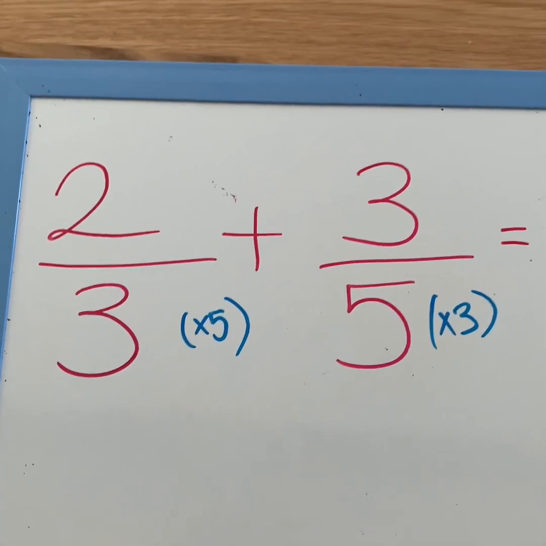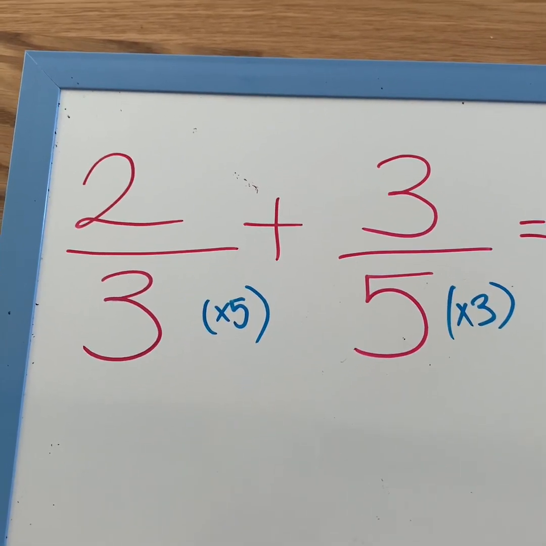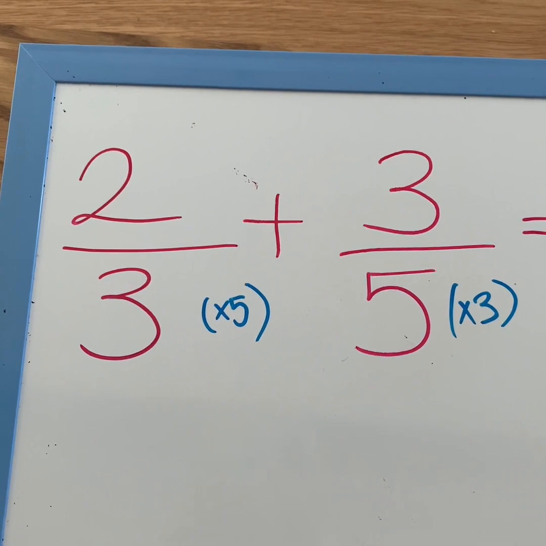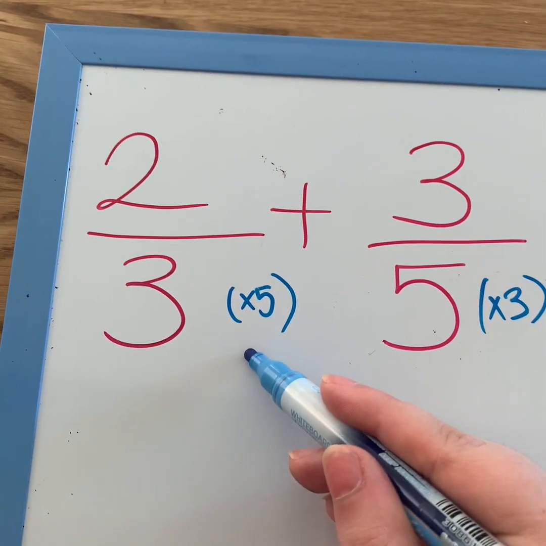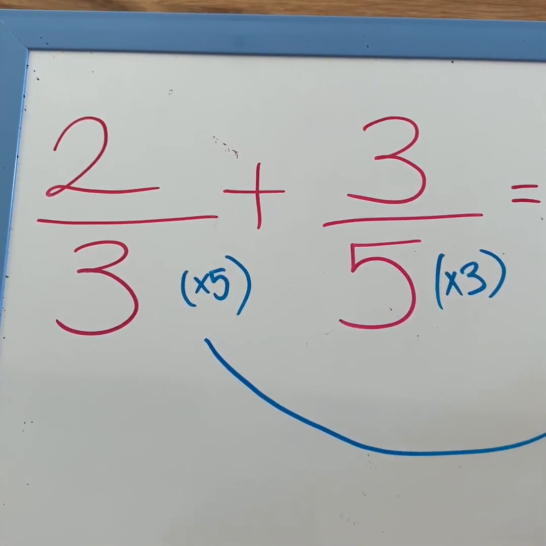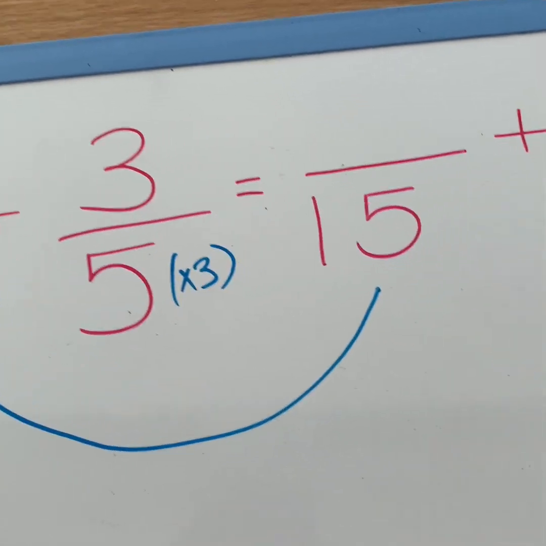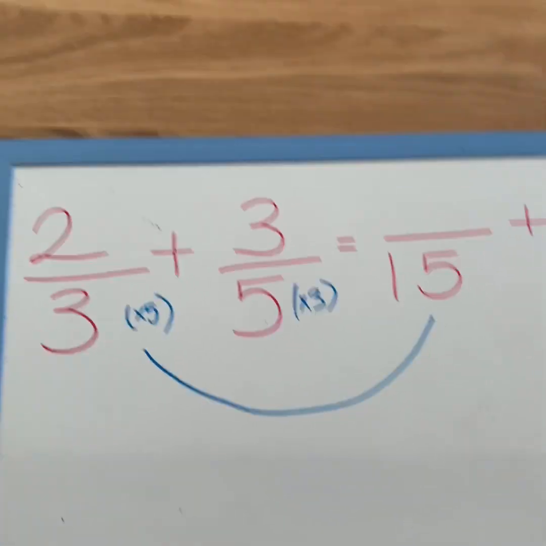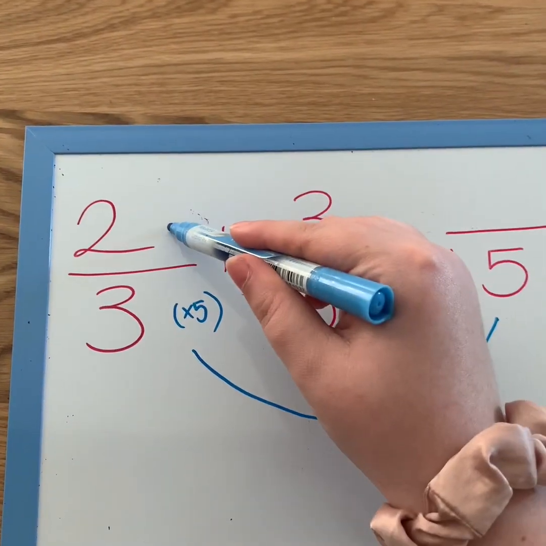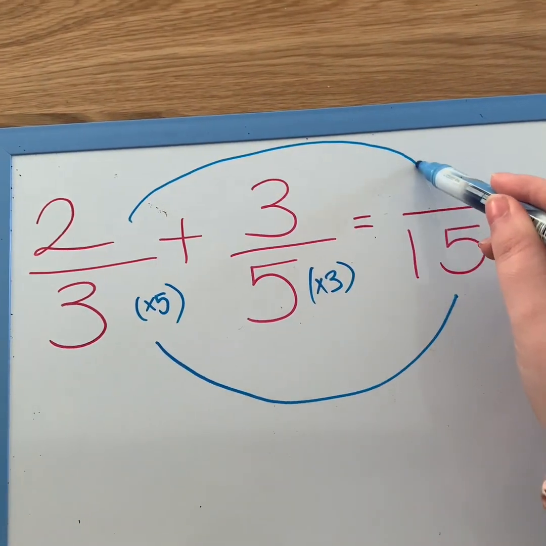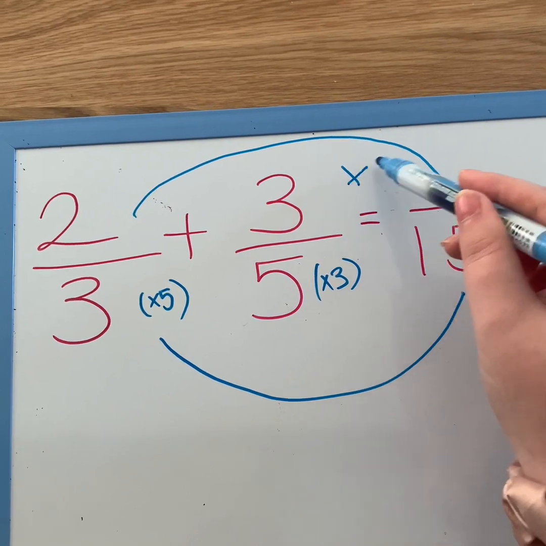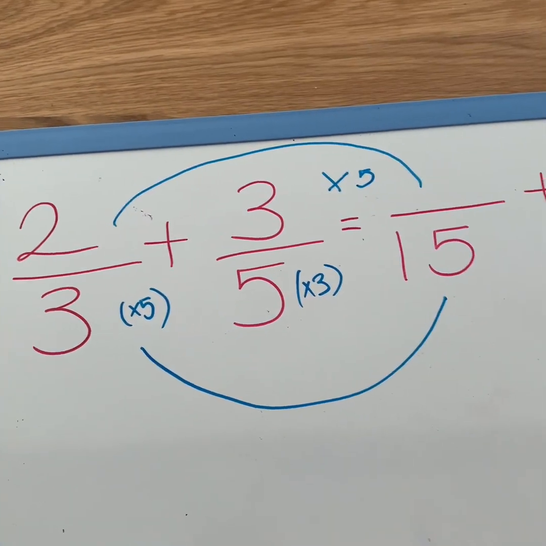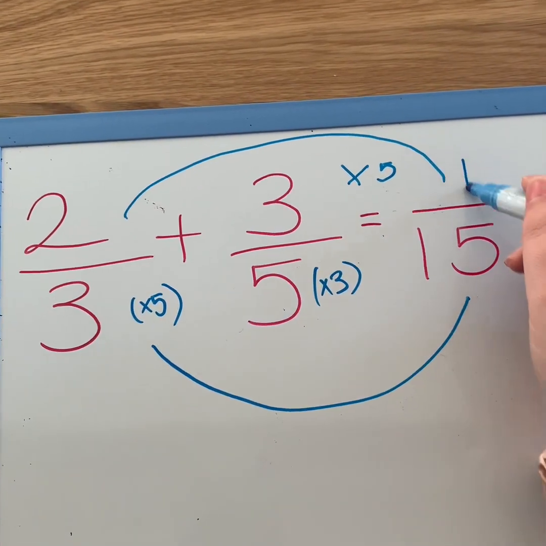So now it's time to multiply our fractions so that they have a common denominator. So as we've just decided, we're going to multiply our 3 by 5 to get to 15. However, when we're multiplying a fraction, we always have to do the exact same to the top. So we are going to multiply our 2 by 5 also. So 2 times 5 is 10.